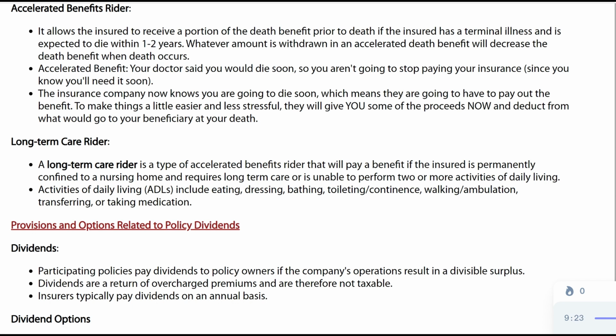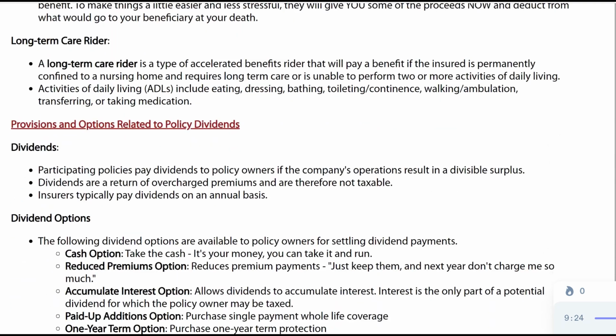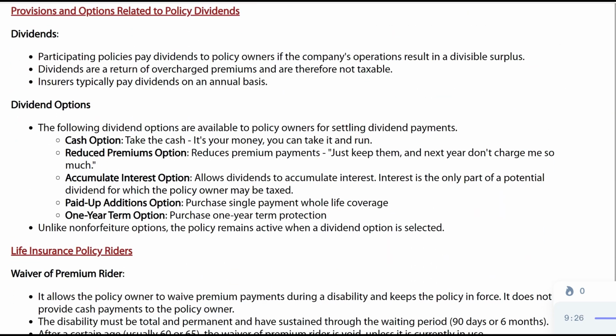Provisions and options related to policy dividends. Dividends. Participating policies pay dividends to policy owners if the company's operations result in a divisible surplus. Dividends are a return of overcharged premiums and are therefore not taxable. Insurers typically pay dividends on an annual basis. Dividend options. The following dividend options are available to policy owners for settling dividend payments.